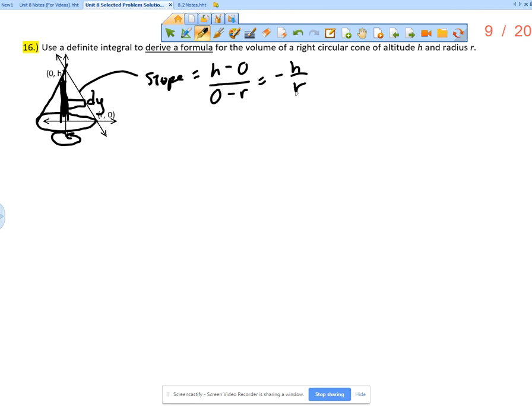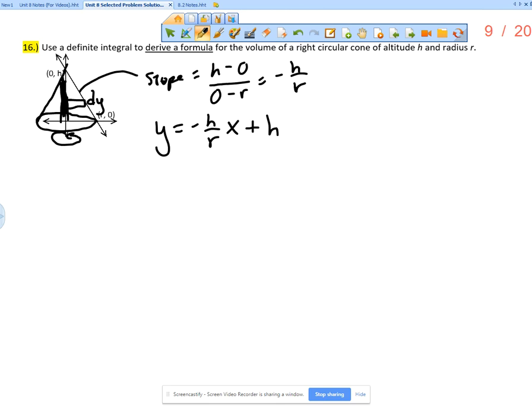So that's the slope. Our equation is going to be y equals the slope, negative h over r, times x, so mx plus b. So what is b, the y-intercept? That would be h. So that equation is y equals negative h over r times x plus h. Now what we want to realize is that if we're using a dy, we want this not in y equals form, we want it in x equals form. So I have to solve for x.